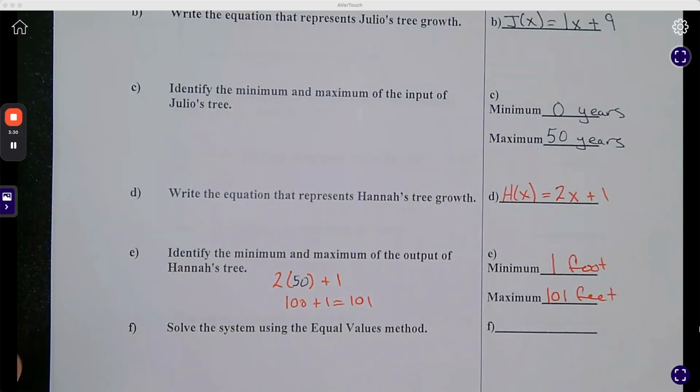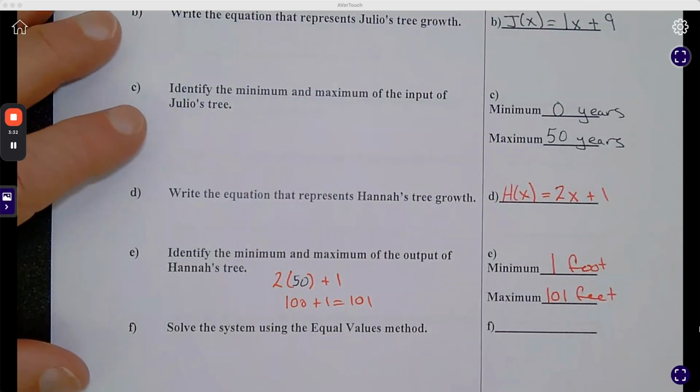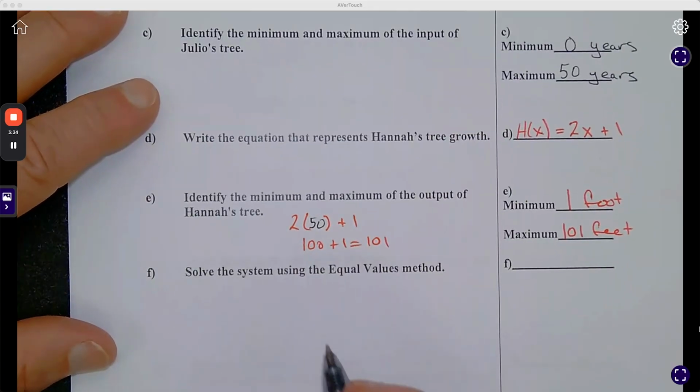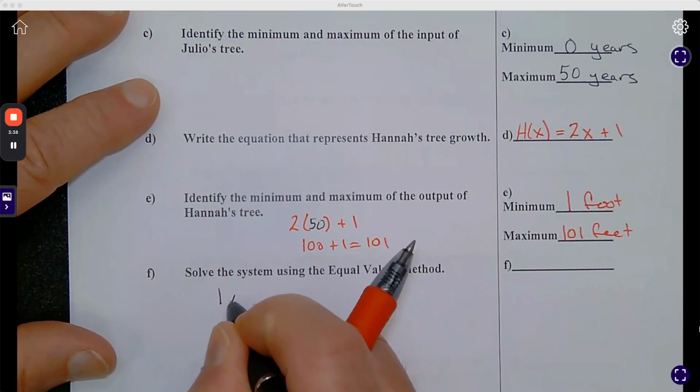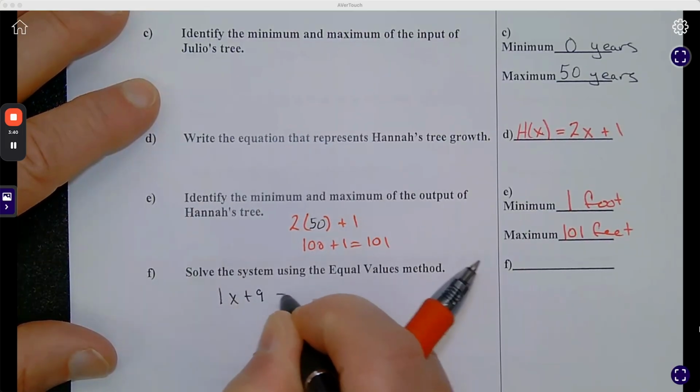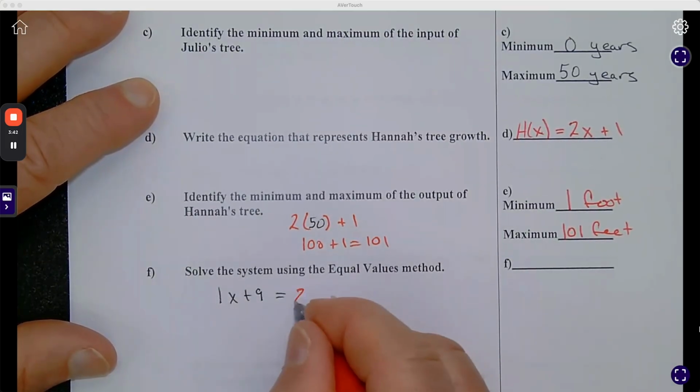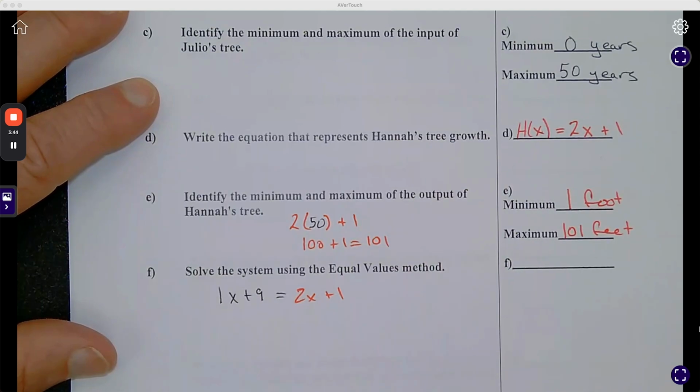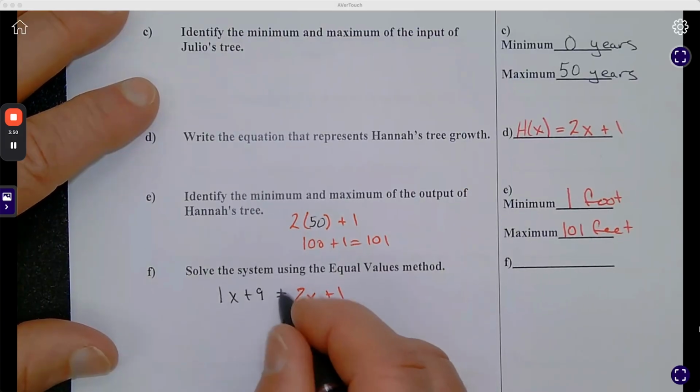All right, now what they want us to do is solve the system using the equal values method. Okay, so how we do that is we take the function rule for Julio and set it equal to the function rule for Hannah. And if I solve that for x, that'll give me the number of years it takes for the trees to get the same height. So I'm going to do that.